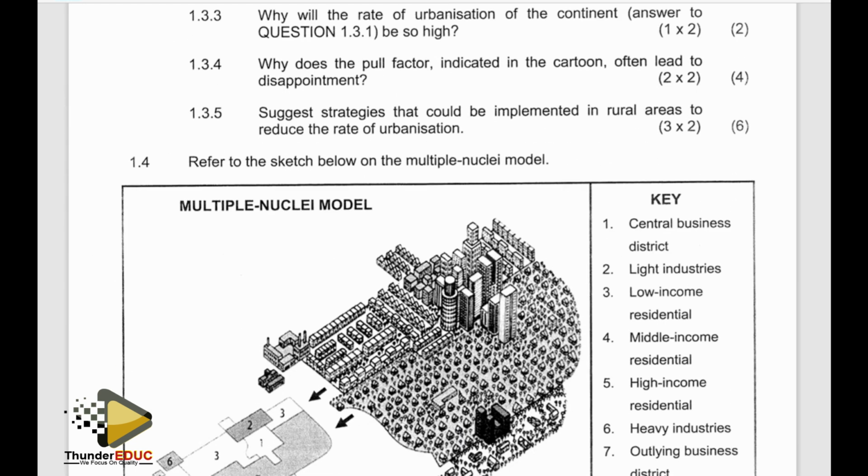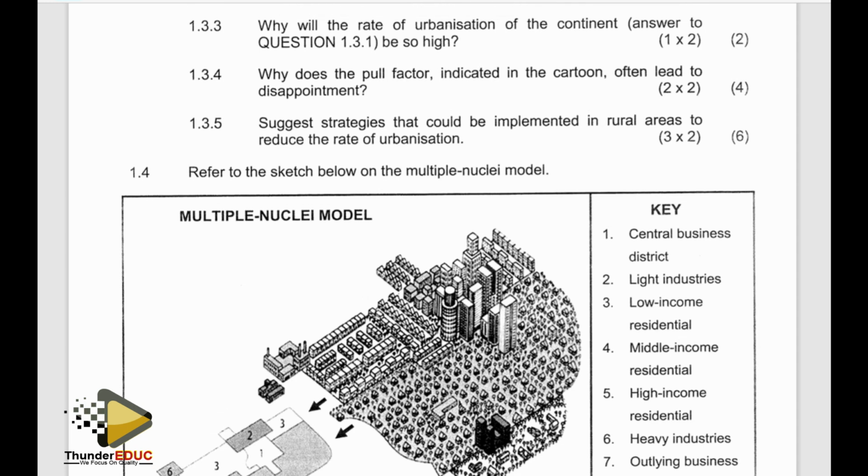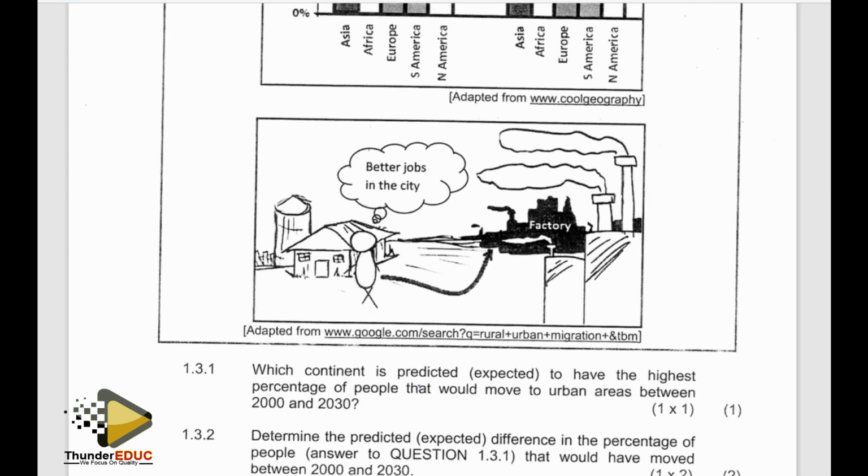Right, let's move on to the next question. Why does the pull factor indicated in the cartoon often lead to disappointment? The pull factor here is better jobs. This person here is attracted by better jobs in the city. They are thinking that the moment they set foot in the urban area, they are going to find themselves securing a better job in the factory or somewhere in the industries. That is what they think in their mind.